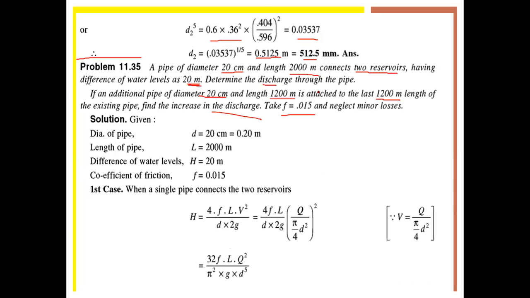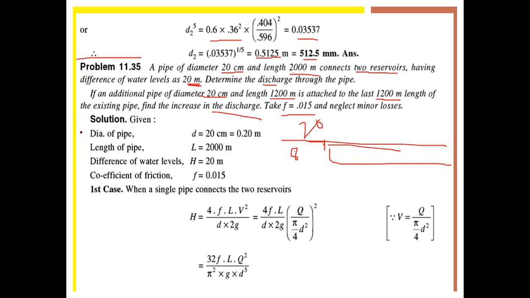So the total pipe from A to B is 2000. What did he say next? The additional length is attached from 1200. So 2000 minus 1200 is 800. So from the connection, the total pipe is 1200. From here to here this is 800, and the balance is 1200. The other pipe connection is 1200. So like this it is given.